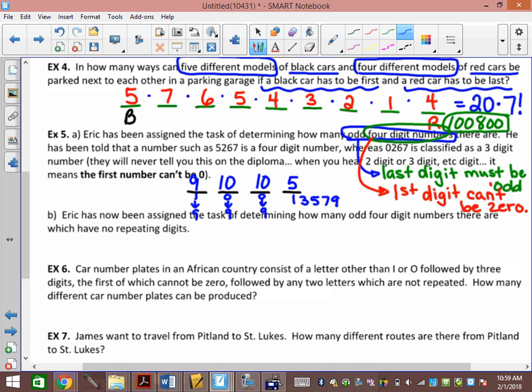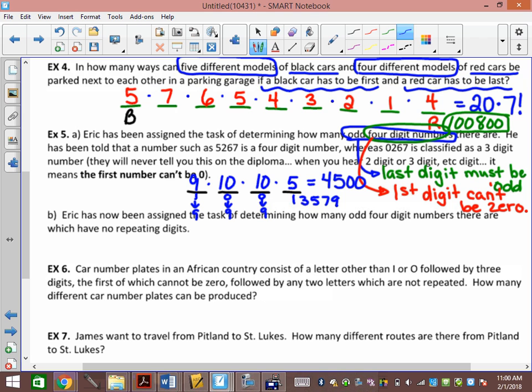So is this number 9, 10, 10, 5? Is that the number I'm making in the end? No. The number I'm making in the end could be 1001, 1003, 1005. The options are on the bottom. How many of them are on the top? Okay? So what's 9 times 10 times 10 times 5? 4,500. So there are 4,500 odd 4-digit numbers in the world.